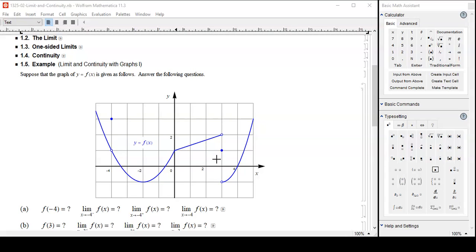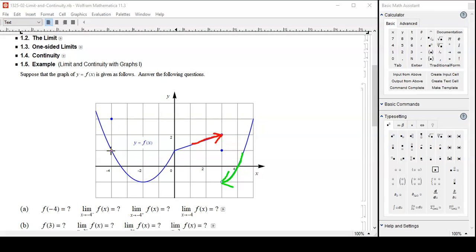Something interesting happens when we have this potential break here or there, and whether you follow from the left hand side or the right hand side, you may end up with different y-coordinate values. The left hand side limit versus right hand side limit.